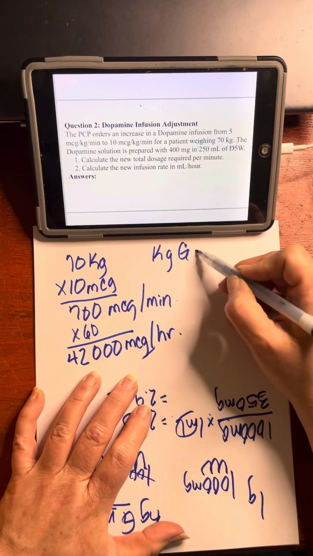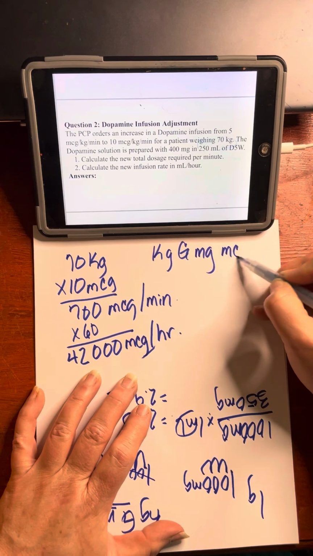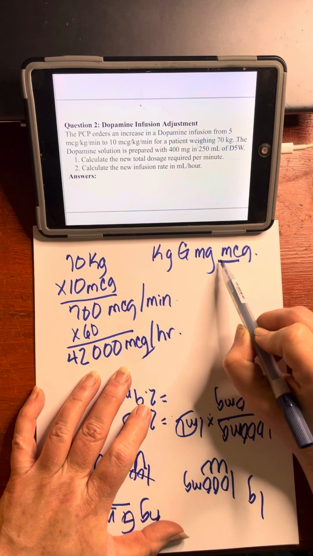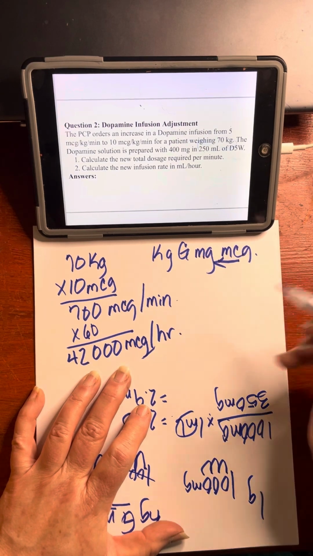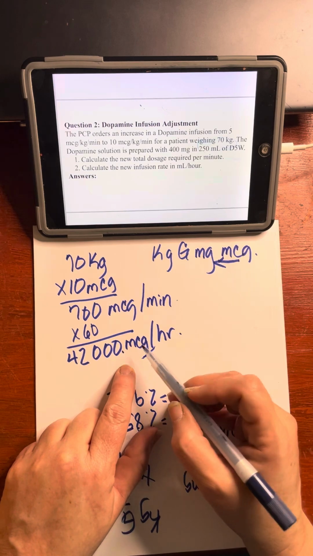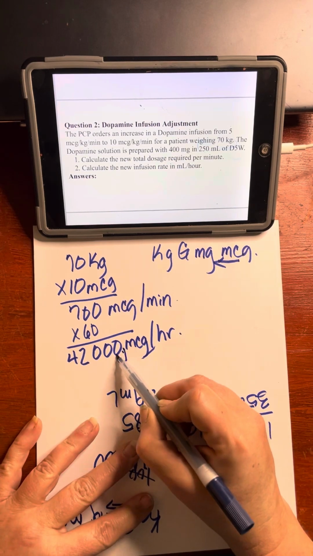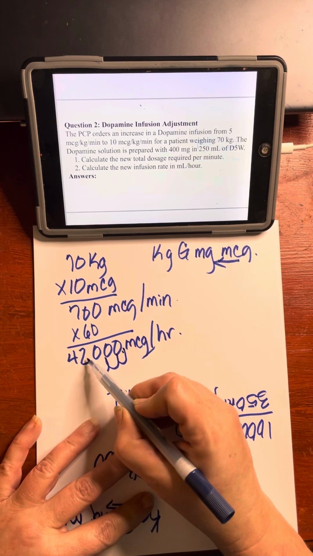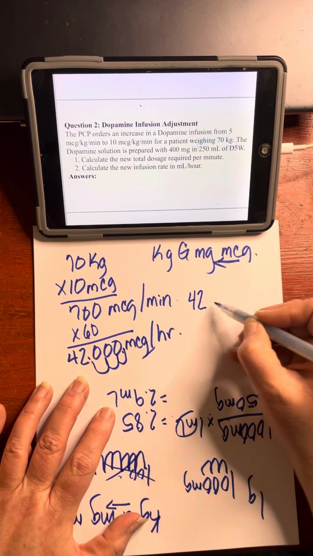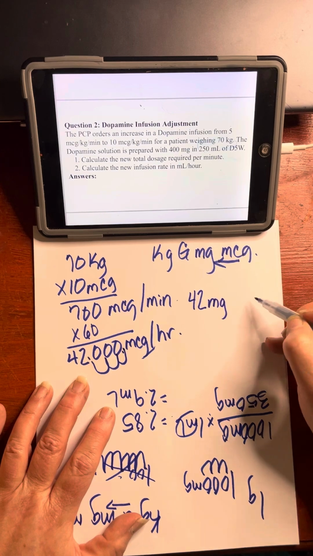kg, g, mg, mcg. So if we're going from micrograms to milligrams, we got to move our decimal that away. And so I'm going to grab it. It's understood to be at the back of this whole number. I'm going to grab it and go 1, 2, 3, put it. And so the new dose ordered would be 42 milligrams per hour.